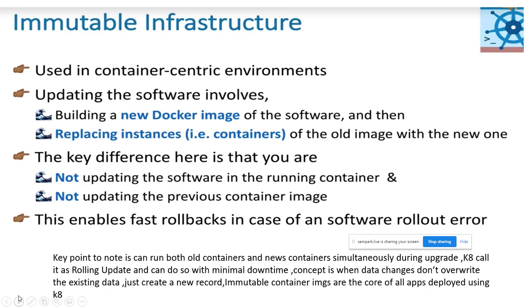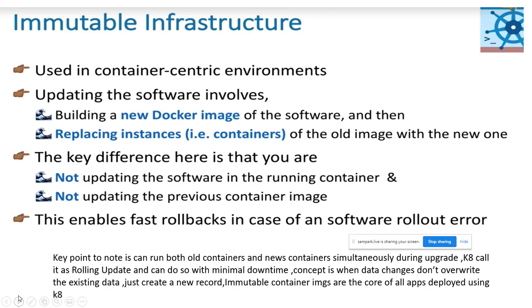the upgrade is happening. If we see a message like "website is down," that means they are using a mutable infrastructure. But if they are using an immutable infrastructure, you can run the old container, that is the old application, and the new application simultaneously. The upgrade is happening simultaneously, and the application is never down. In Kubernetes we call this a rolling update, and it can be done with minimal downtime.